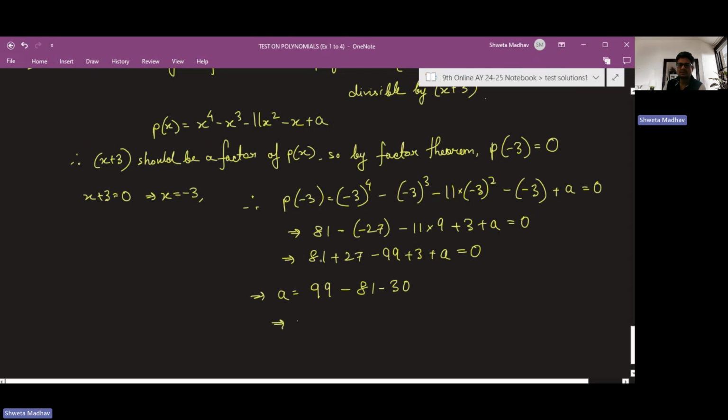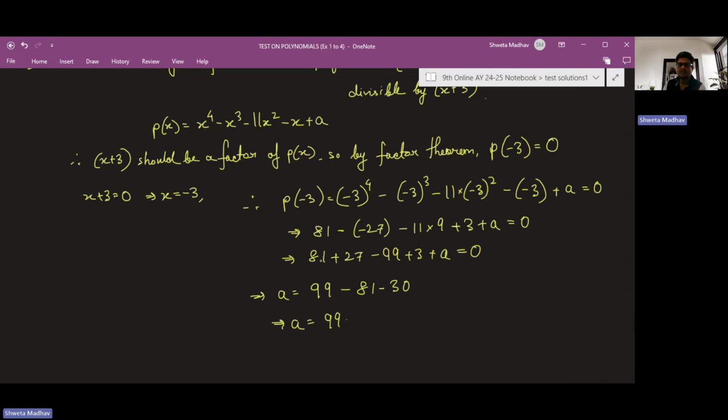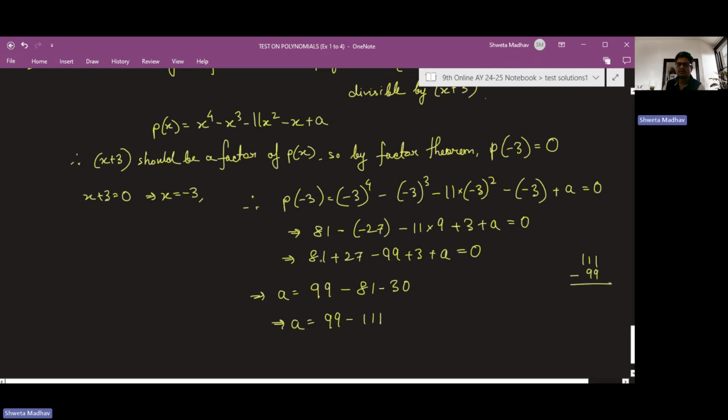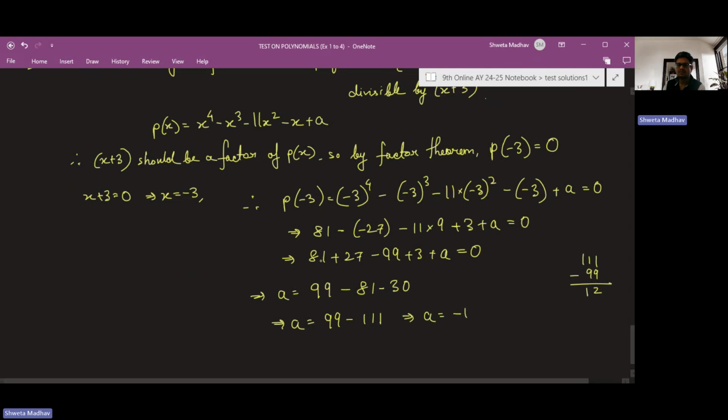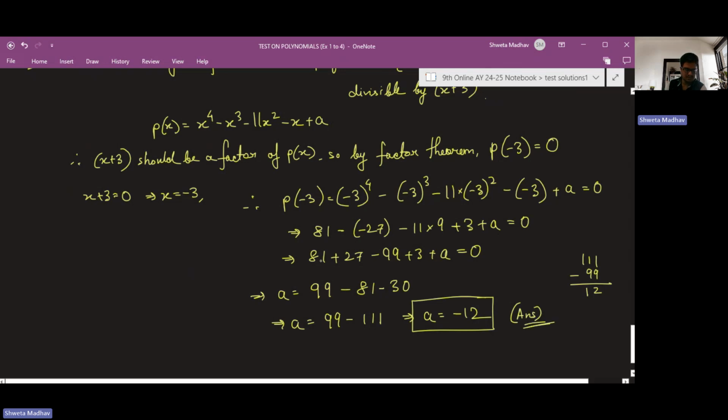So now from here a will be equal to 99 minus 111, since 81 plus 30 is 111. So 111 minus 99 if I do, then we will get 12. So a will be minus 12. The required value of a is minus 12. So minus 12 is the answer.